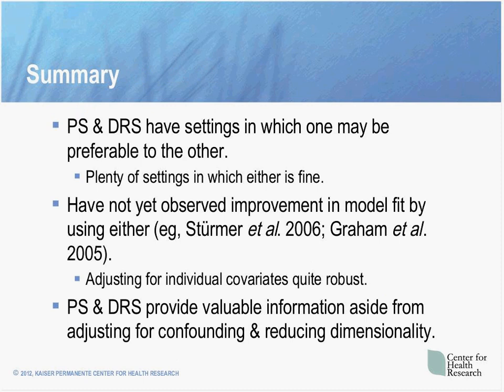To summarize, there are situations where you might want to use one or the other, depending on the application. There are a lot of settings where you could use either, and I think it would work just fine. There were a couple of great papers, one by Til Stürmer and one by Dave Graham, where they observed consistent results whether you adjusted for the individual covariates, or used propensity scores or disease risk scores.